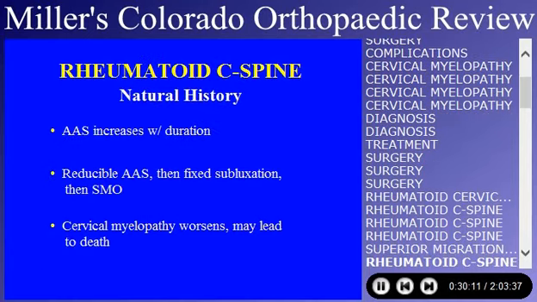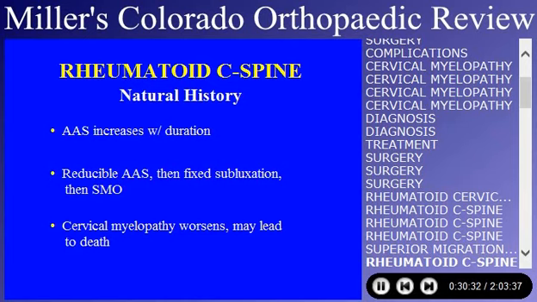A fair bit is known about the natural history of rheumatoid involvement in the cervical spine. We know that atlantoaxial subluxation does get worse with duration of the disease. Now, that's not a reason to tell somebody with 5 millimeters of subluxation, someday this will be 9, so we might as well operate on you today. But we know that these patients are at risk of worsening.